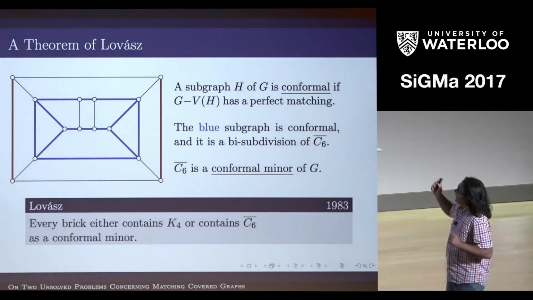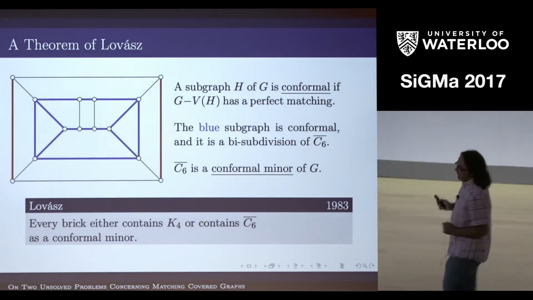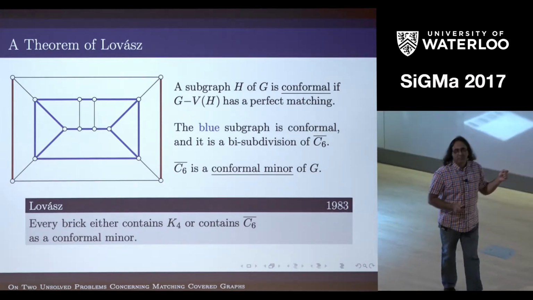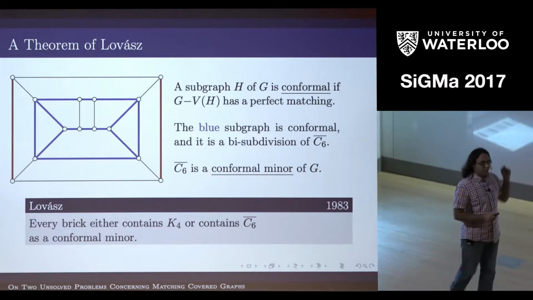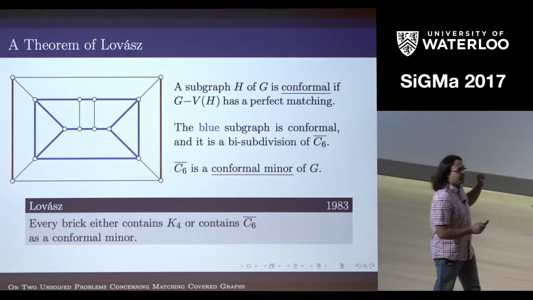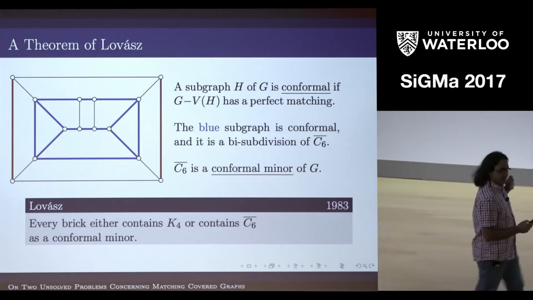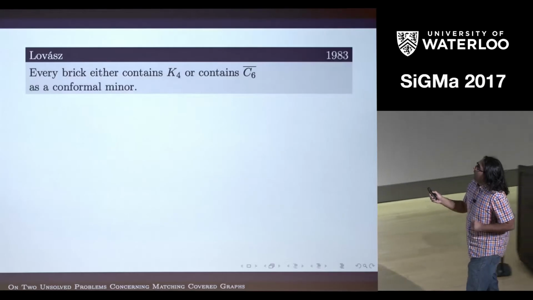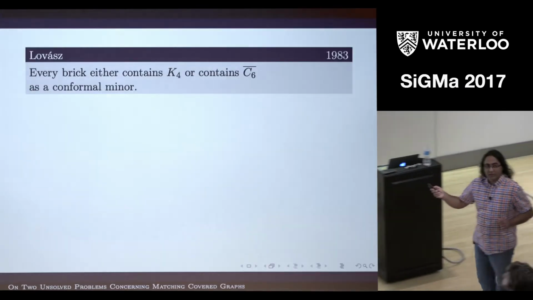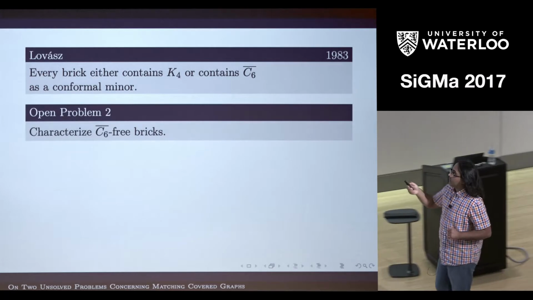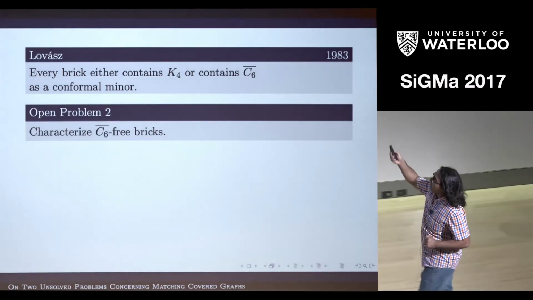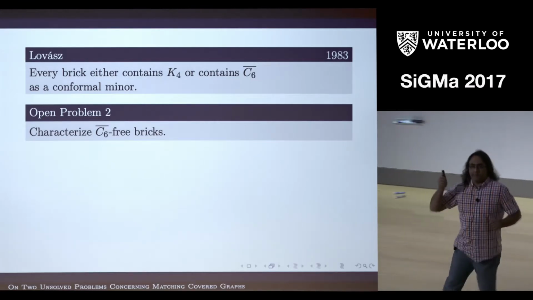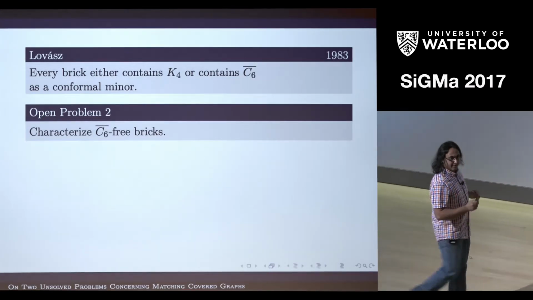So Lovász proved that every brick contains either a triangular prism or K4 as a conformal minor. And the result of Lovász is more general. It's true for all non-bipartite matching covered graphs. I won't go into that. We'll stick to bricks because we only need to solve our first problem for bricks. And this theorem of Lovász leads to 2 very natural questions. Characterize the triangular prism-free bricks. What I mean is those that do not contain the triangular prism as a conformal minor. Likewise, characterize K4-free bricks, but I will focus on the prism-free in this case.